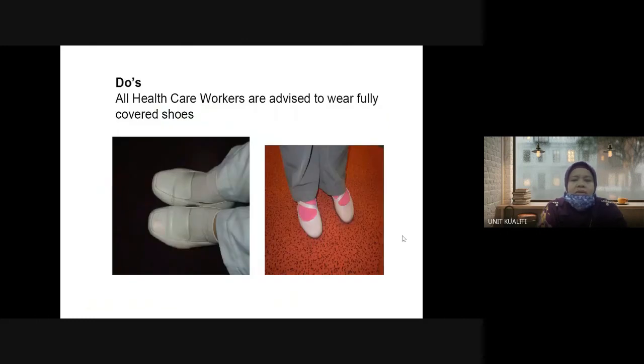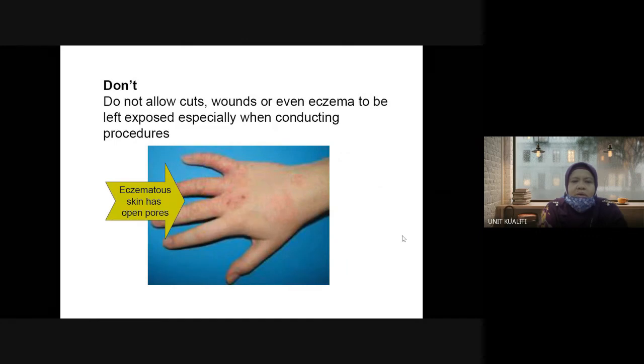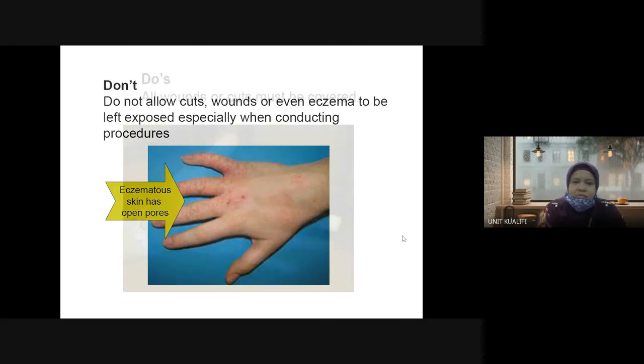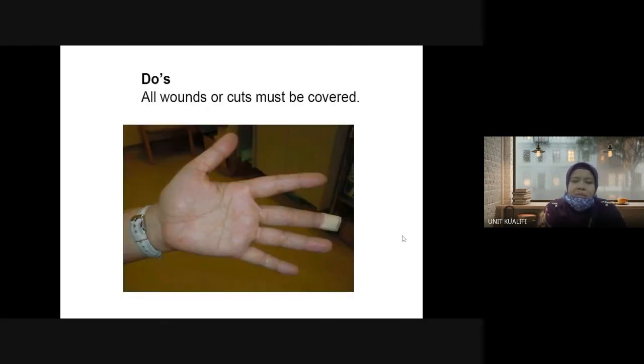All healthcare workers are advised to wear fully covered shoes. Do not allow cuts, wounds, or even eczema to be left exposed, especially when conducting procedures. All wounds or cuts must be covered when you handle the patient.